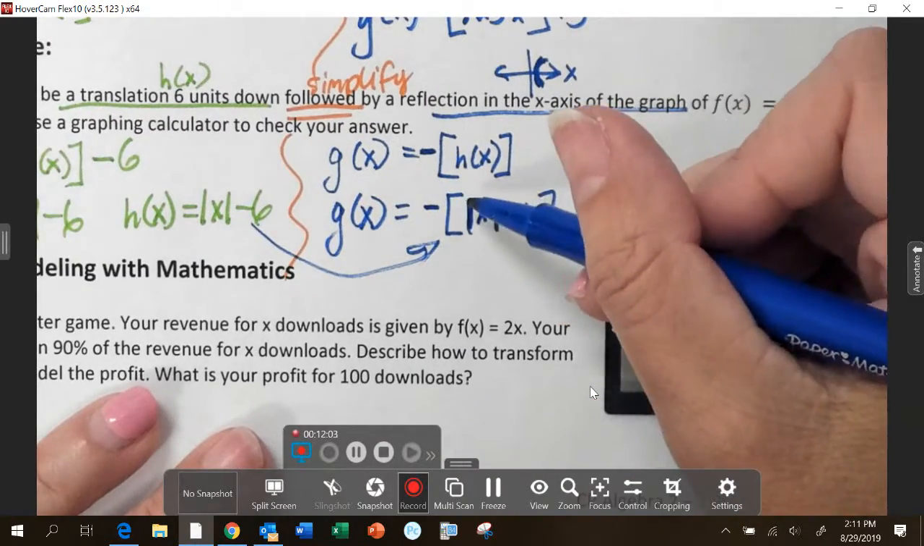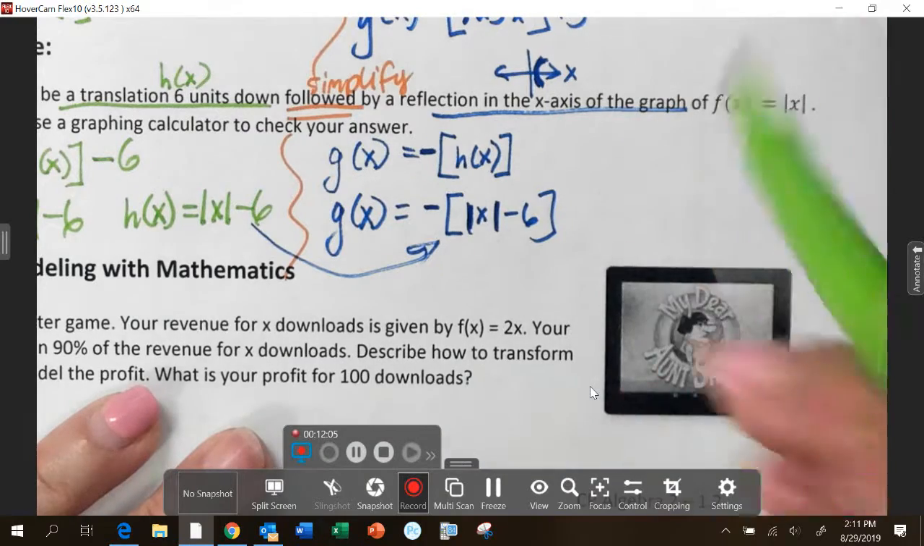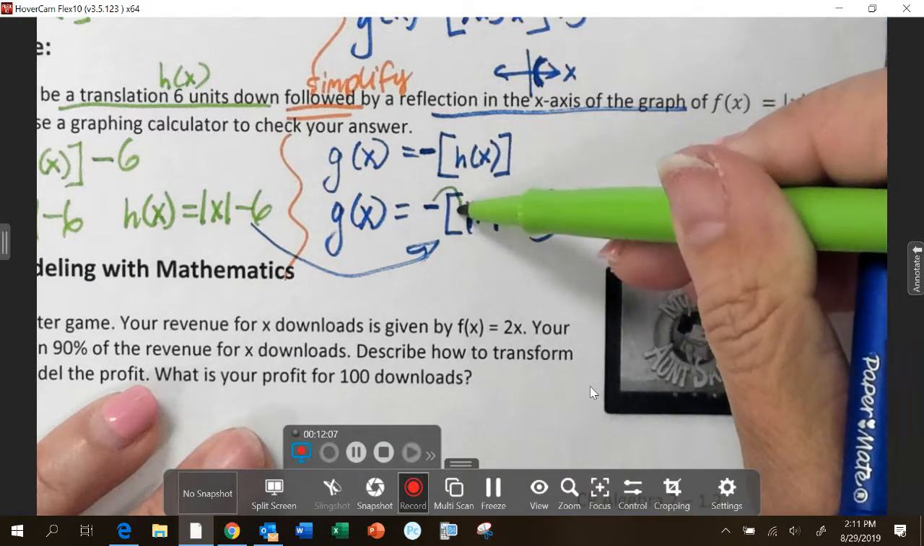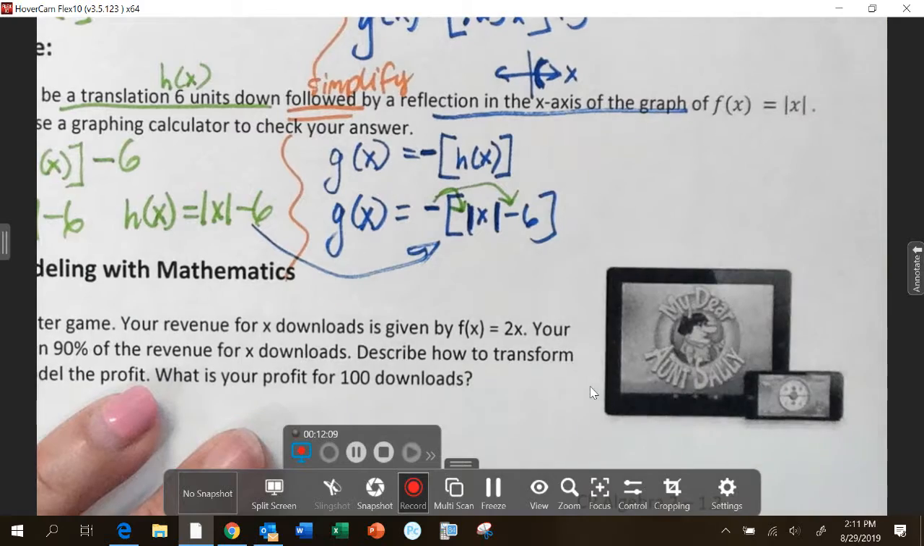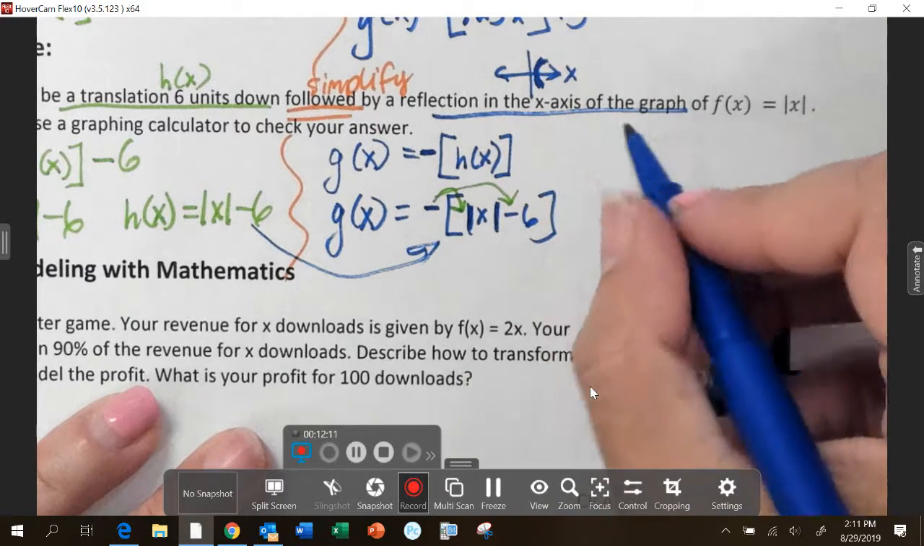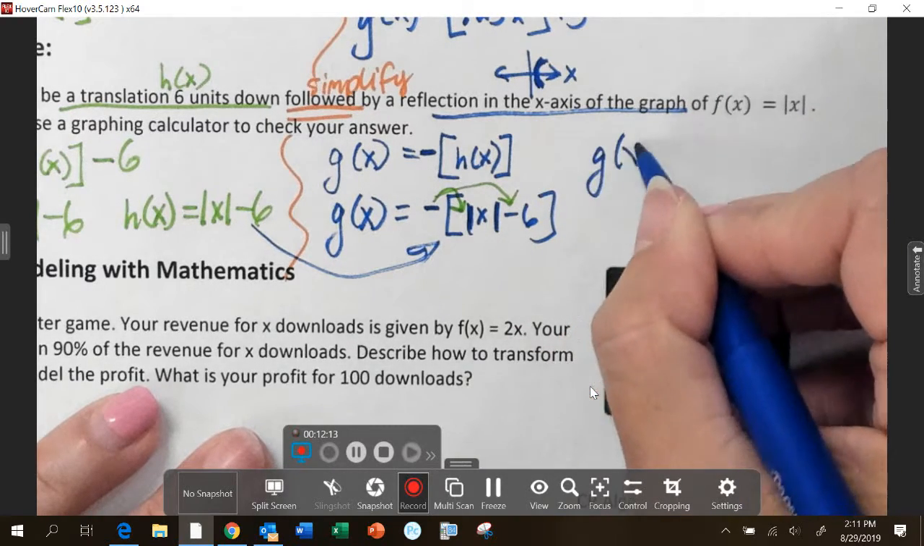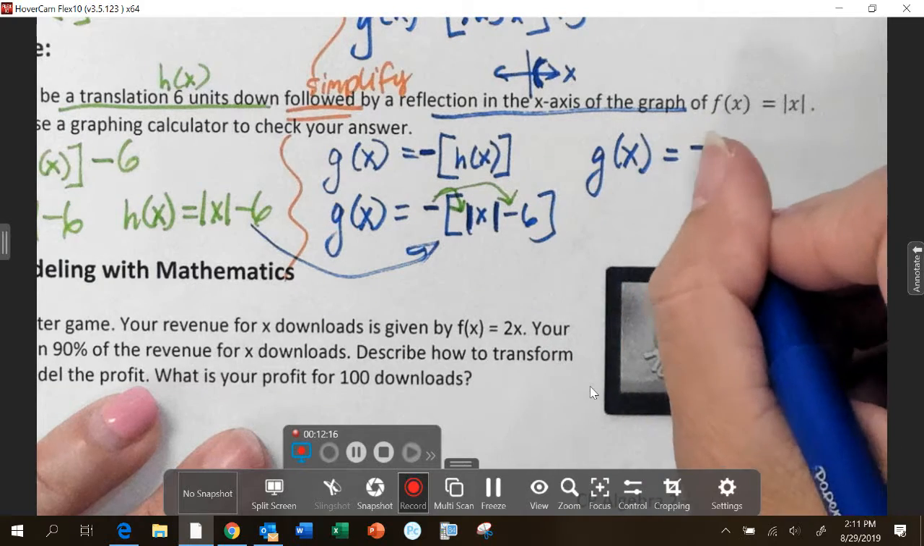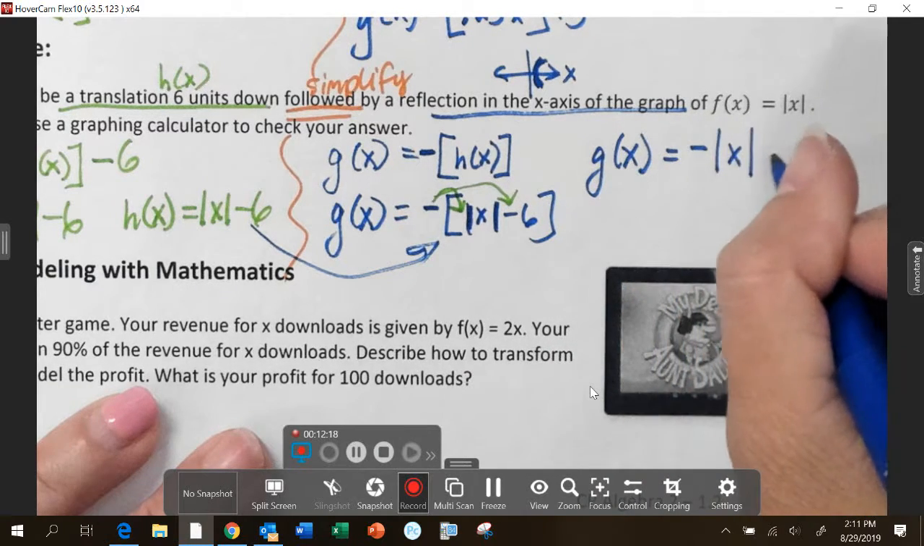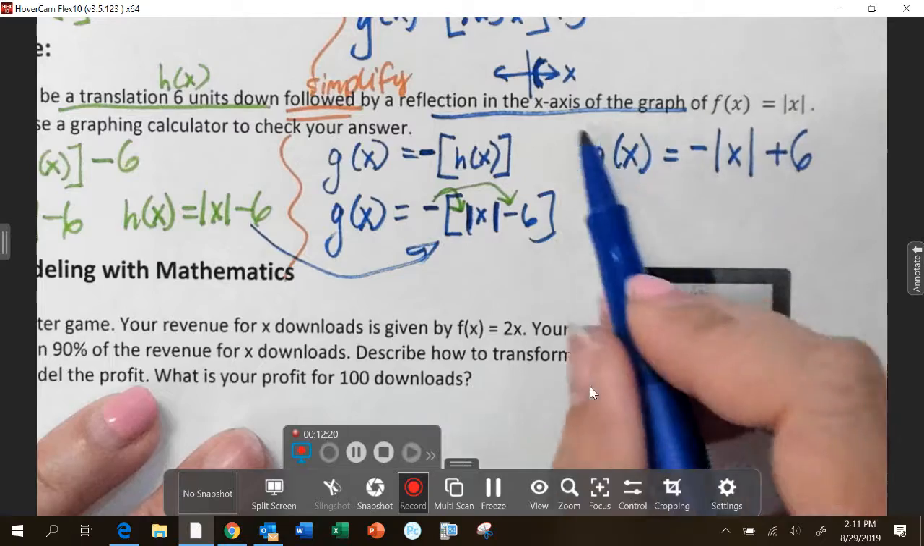I did need those brackets because now I have to do what with the negative sign? Yeah, distribute. But don't go into the wall. Go in the room. We get negative absolute value of x plus 6.